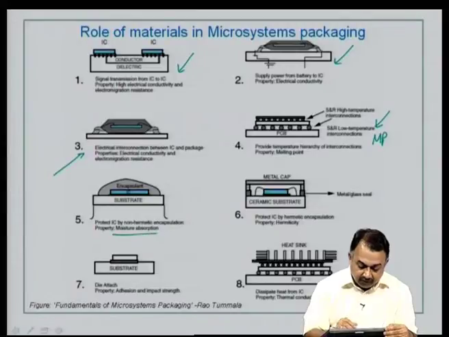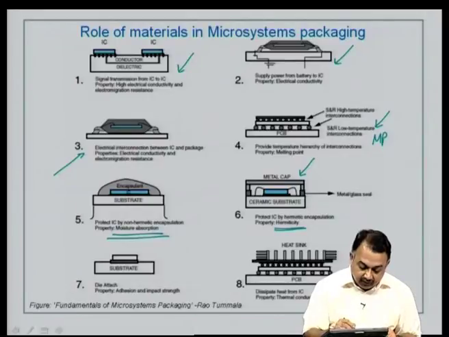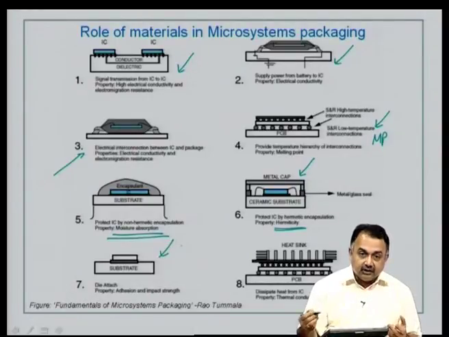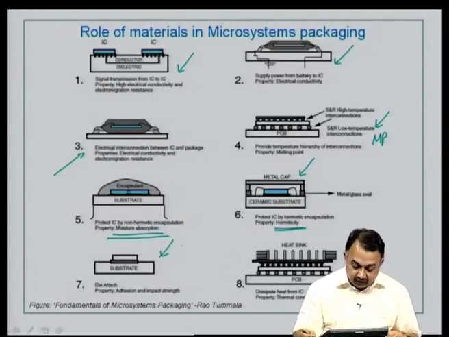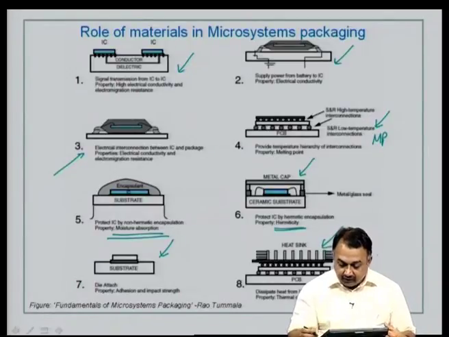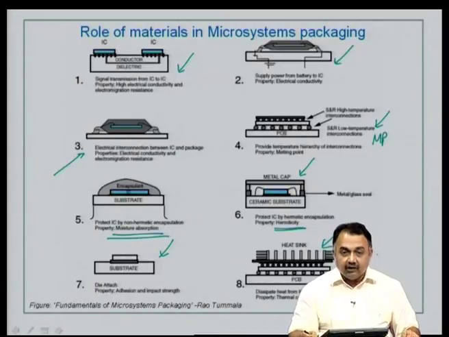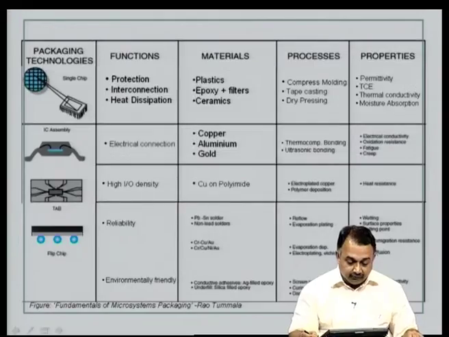Then we talk about moisture absorption, we have talked enough about this particular property. Hermeticity in packages, kind of metal caps that you are using to protect the die. Then we talk about die attached materials, especially in first level interconnect packaging, and then we talk about thermal issues, that is thermal conductivity is a key issue. So, heat sink materials also are very important.